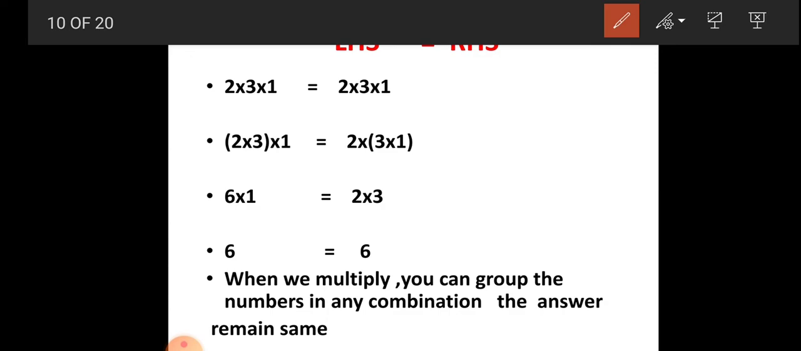Now see the left hand side and right hand side both. We make the first two numbers a group, and then we make a group of the second and third number, meaning the last two numbers. What happened? Multiplied on both sides, the answer is the same. When we multiply, we can group the numbers in any combination and the answer remains the same. The combination of the first two numbers or the combination of the last two numbers, the answer remains the same.